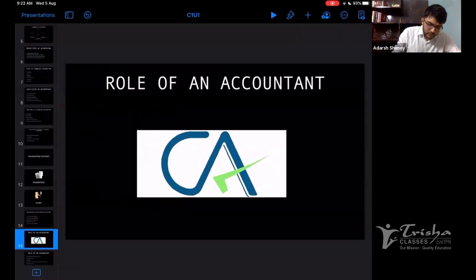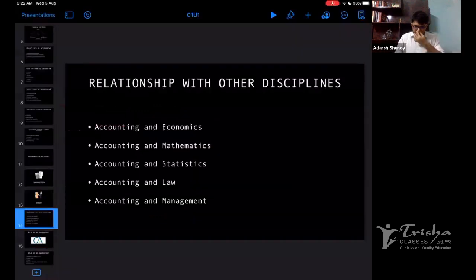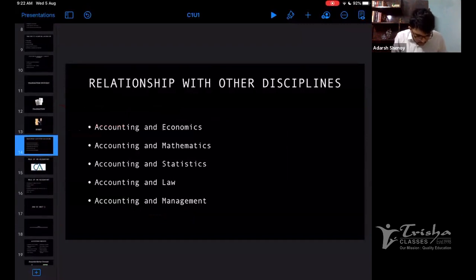So that is about the relationship with other disciplines. Accounting and economics, accounting and mathematics, accounting and statistics, accounting and law, and then finally accounting and management.